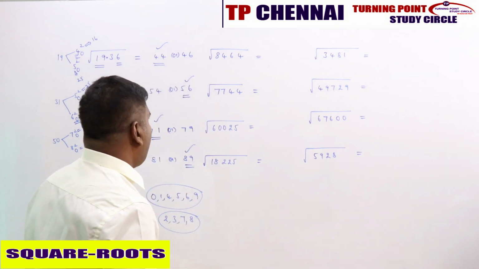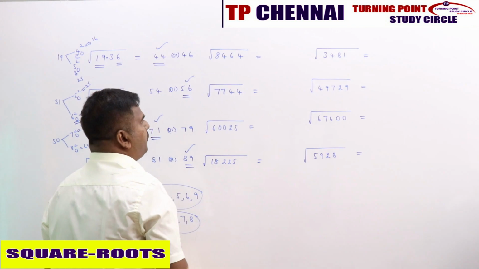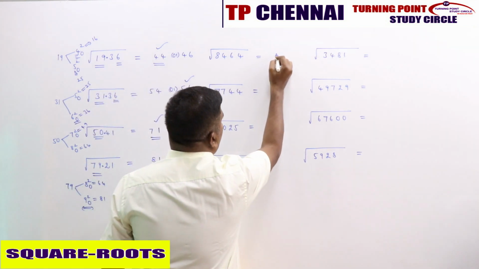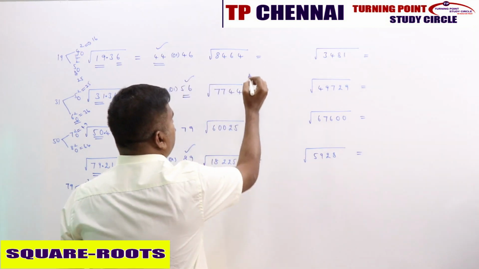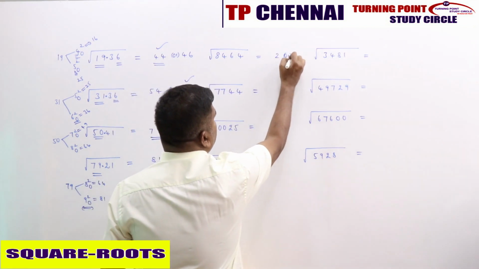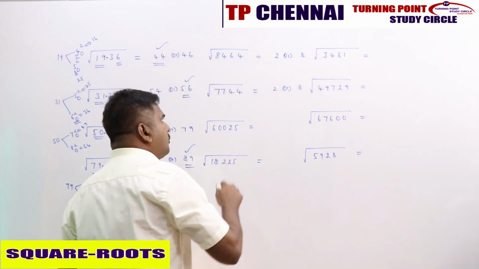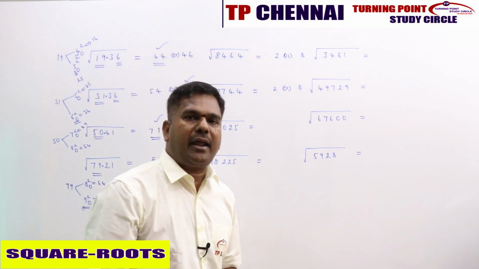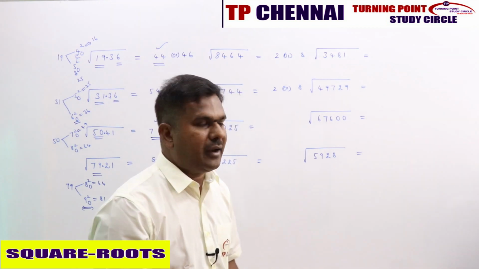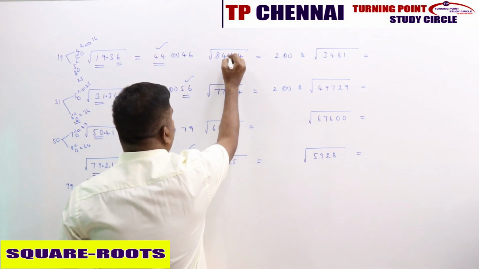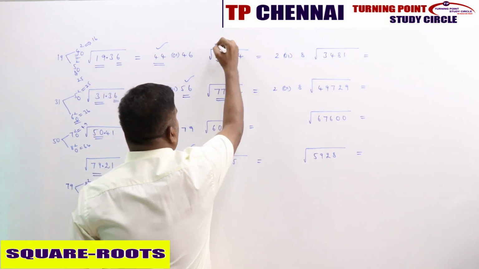Now come to the root of 8464 and 7744. Ending with 4, the last digit: 2 square ends with 4, 8 square ends with 4. So the last digit will be either 2 or 8. If 2 or 8 are not there in the options, directly go ahead with none of these. In the exam, directly go ahead with none of these. Now put a dot after two digits. Here 84 is there, here 77 is there.